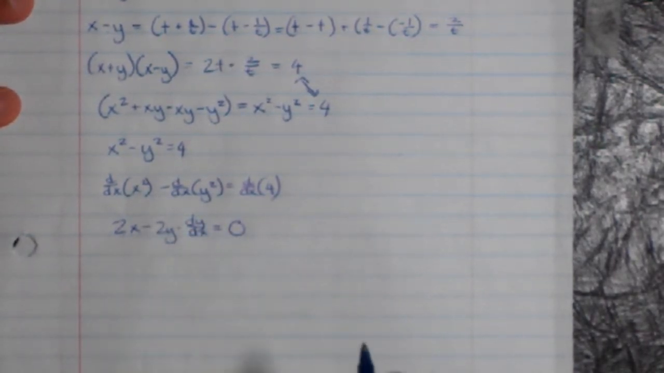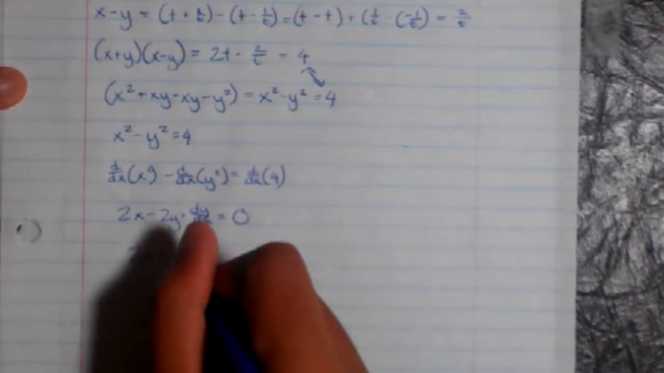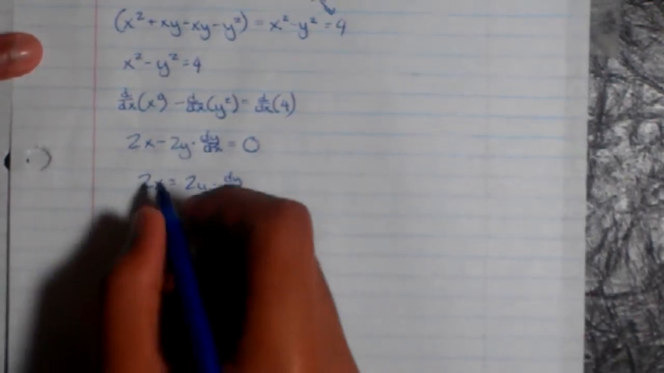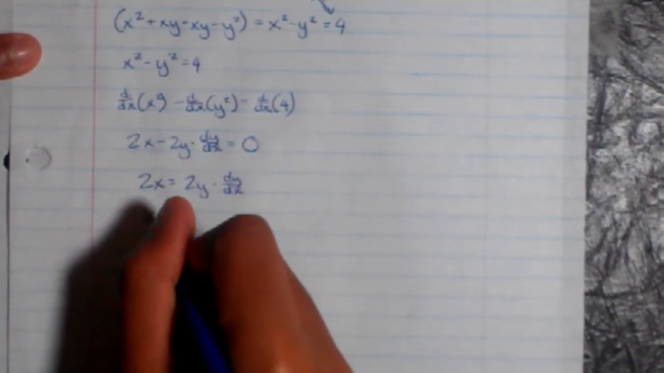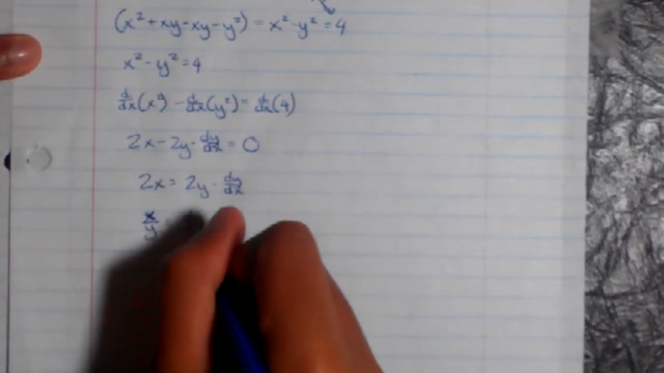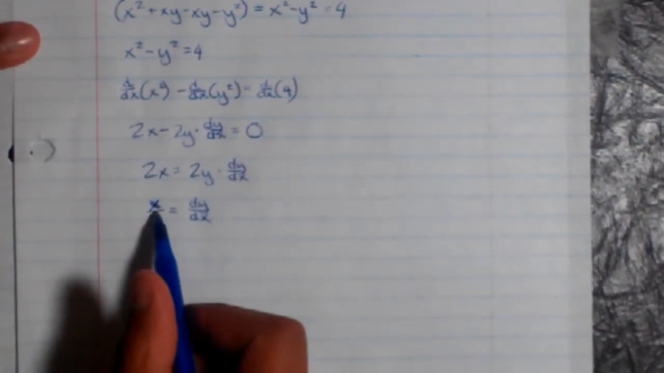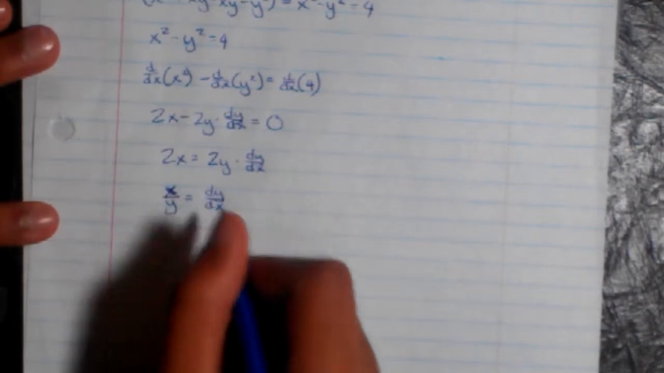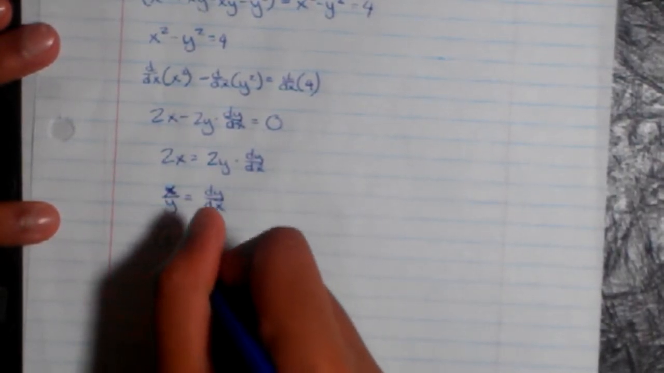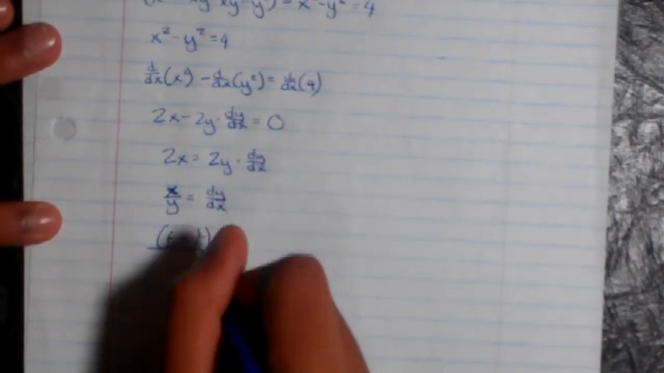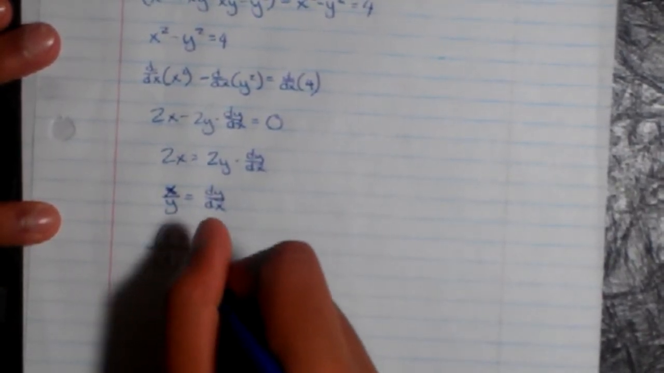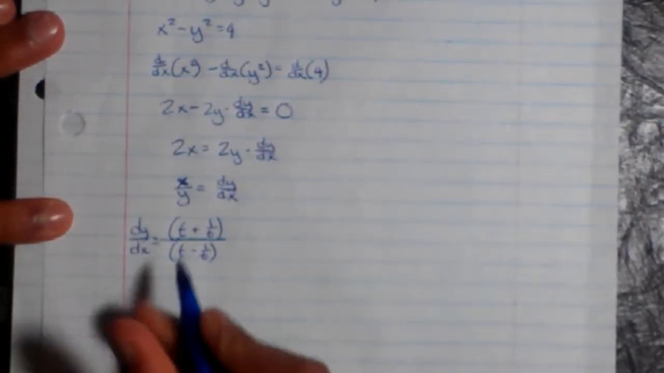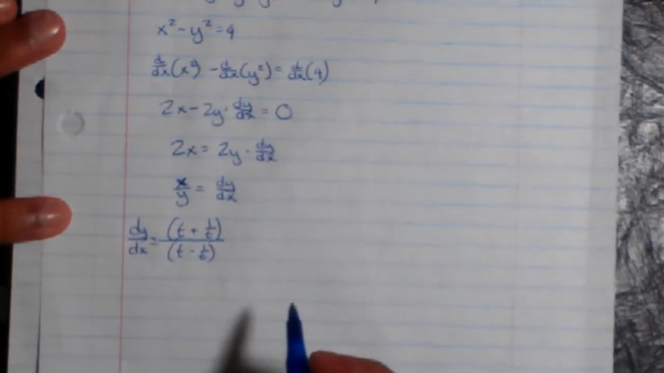And now if we try to isolate dy over dx, we get 2x equals 2y times dy over dx. And if we divide each side by 2y, we get x over y equals dy over dx. But we aren't finished here because we want to substitute in our t's over here. And so we get the derivative is x over y, and x was given by the problem as t plus 1 over t, and y was given as t minus 1 over t. So the derivative dy over dx equals t plus 1 over t divided by t minus 1 over t.